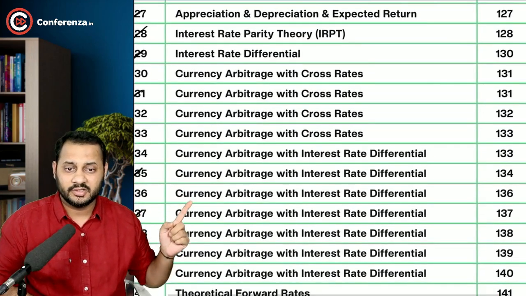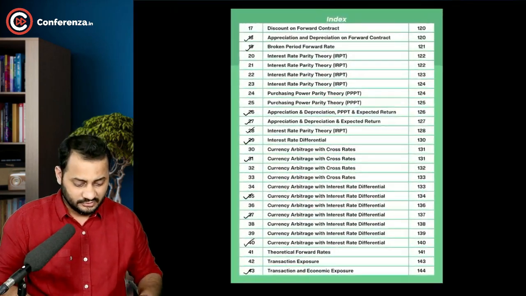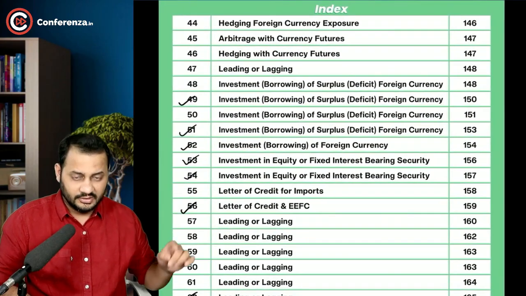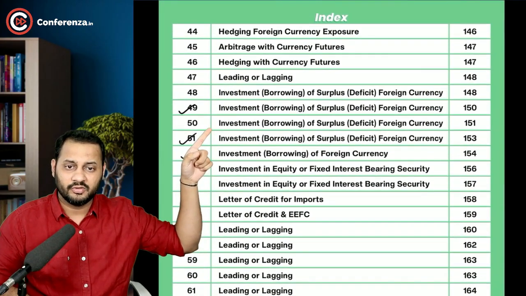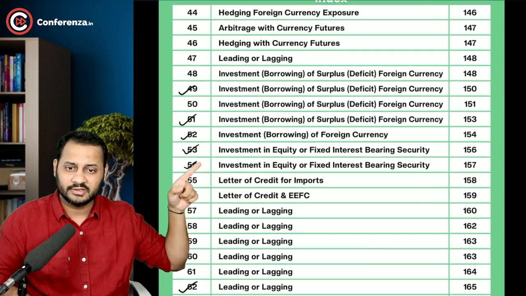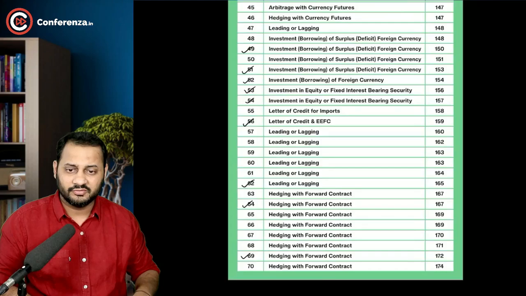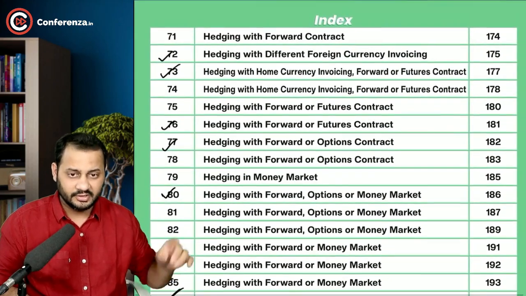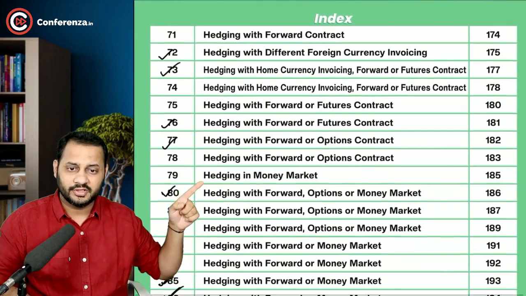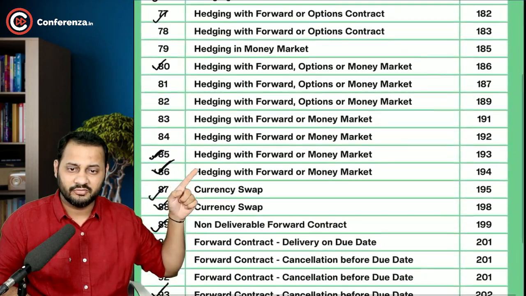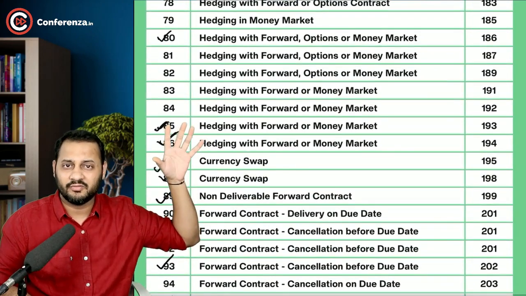Currency arbitrage with interest rate differential, you can clearly see that. Investment, borrowing, or surplus or deficit foreign currency, there are many questions for that. Leading and lagging, many questions on that. Hedging with the forward contract, many questions on that. Hedging with forward or options contract, options, money market, forward. So this is the derivative related part.